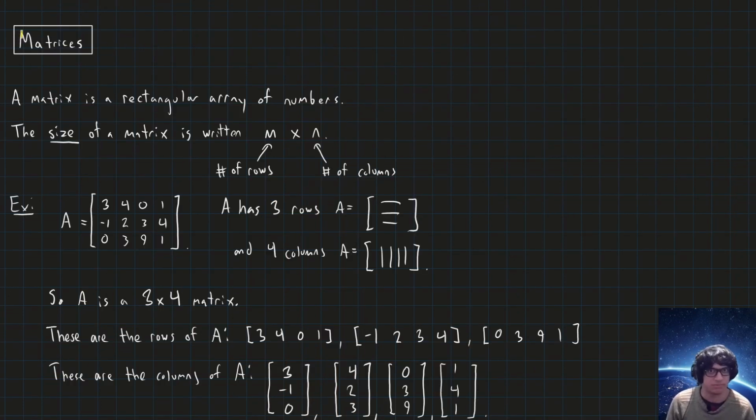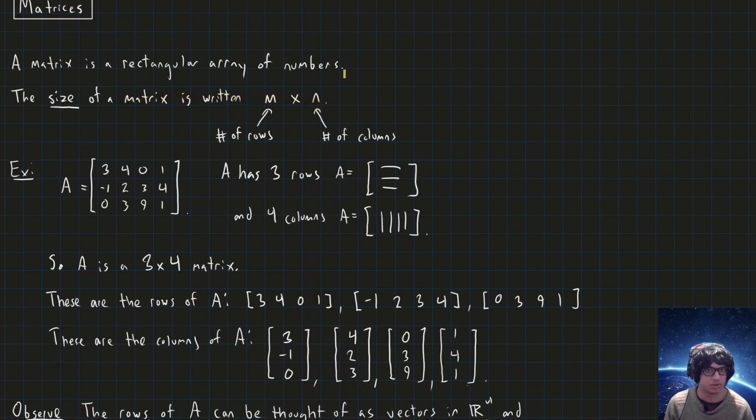Okay, so let's talk about matrices now. A matrix is a rectangular array of numbers, and we'll consider them to be real numbers for now. The size of a matrix is written like this: m by n, where m is the number of rows and n is the number of columns.